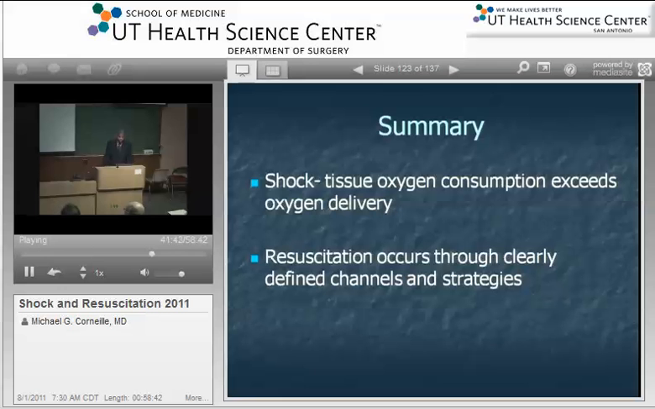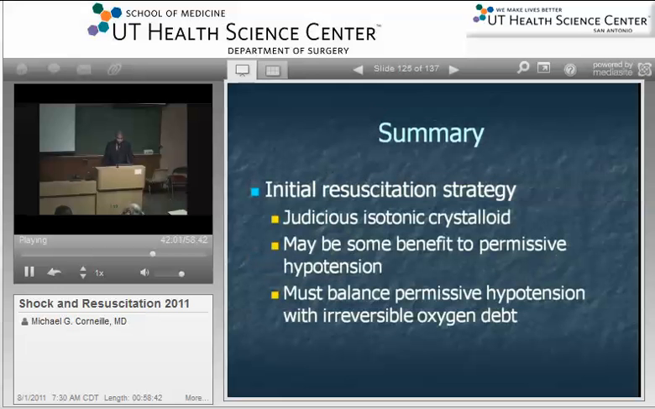And so to summarize, shock is when tissue consumption exceeds oxygen delivery, and resuscitation is not random. Resuscitation occurs through clearly defined strategies and channels. So what should our initial resuscitation strategy be? I've presented you a lot of data, a lot of point and counterpoint, and so I'll tell you what I believe. Our initial resuscitation strategy should include some judicious use of isotonic crystalloid.